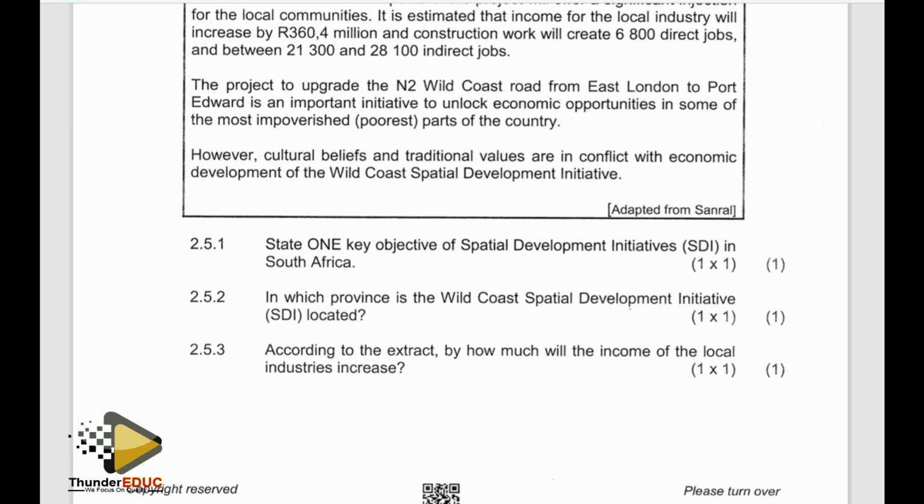Then I think there's another question that we also need to look at. Question 251, which says state one key objective. I think that question we had skipped it.